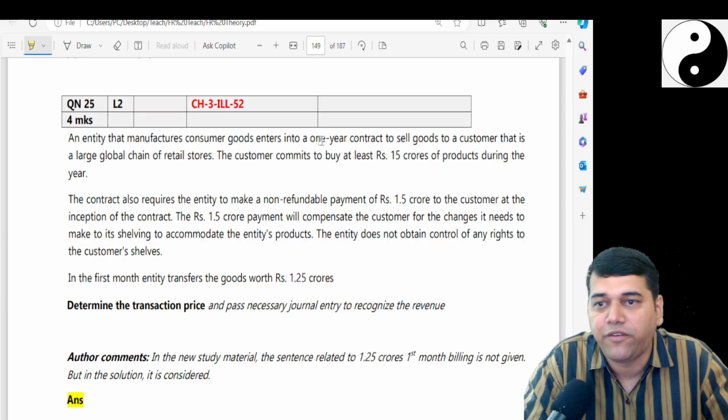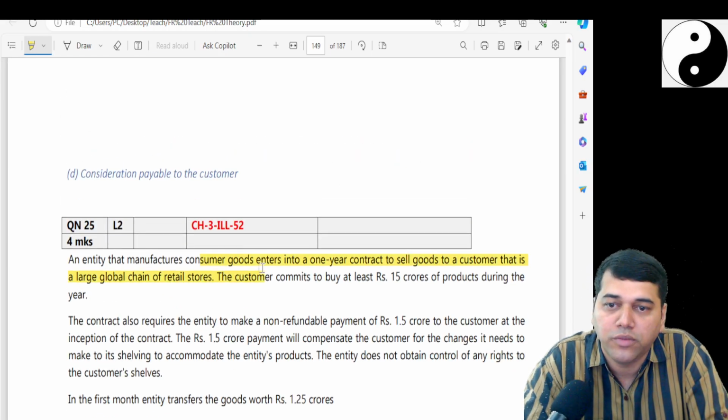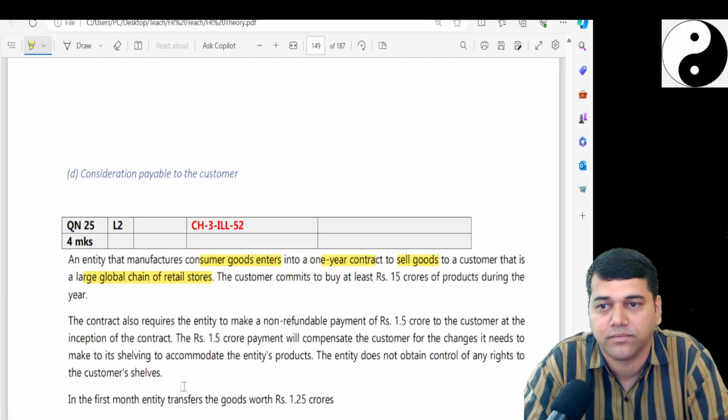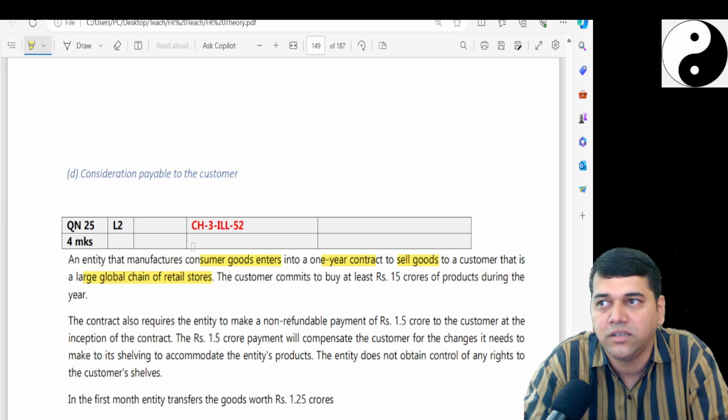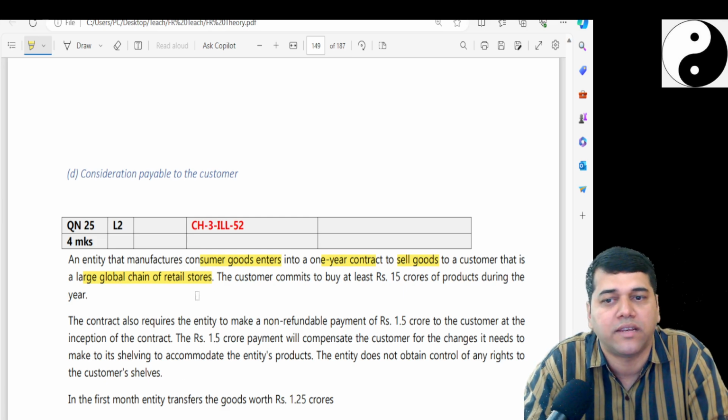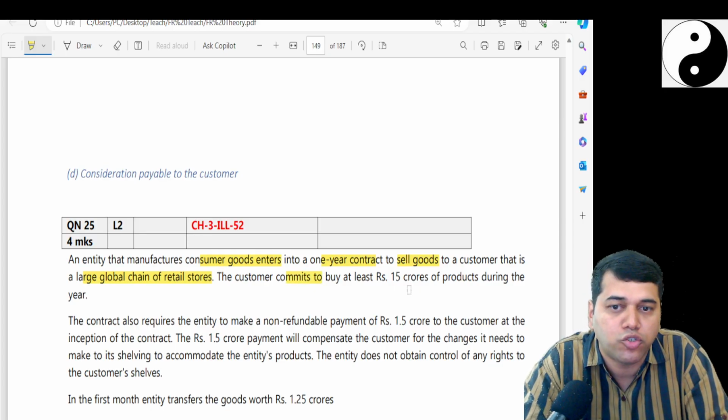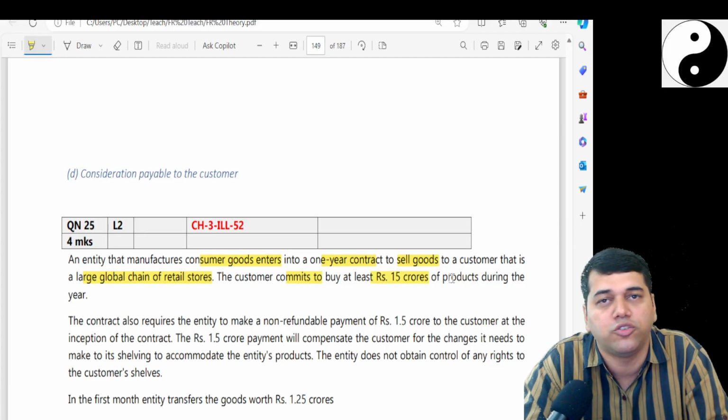Okay, question number 25. An entity manufactures consumer goods, enters into a 1-year contract to sell the goods to a customer that is a large global chain of retail stores. You are a manufacturer, say Patanjali, and some Walmart, they have agreed to buy. The customer commits to buy at least 15 crore products during the year.